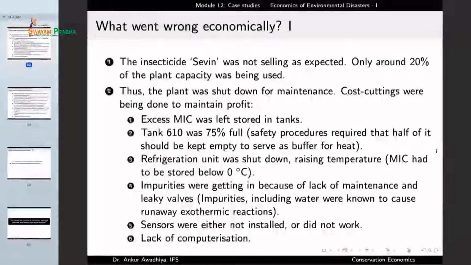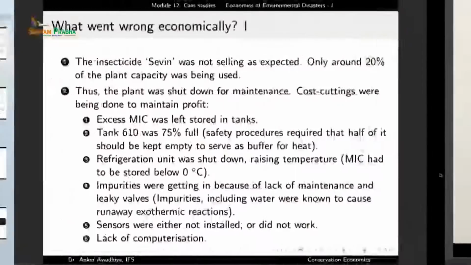But when it was being stored, the refrigeration unit was also shut down, which raised the temperature. Now, MIC had to be stored below 0 degrees Celsius, and what we are observing here is that the refrigeration unit was shut down. Why was it shut down? Well, why waste electricity? It's all profits. So to maximize profit, the refrigeration unit was also shut down.